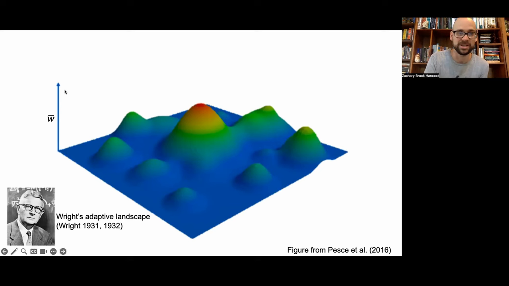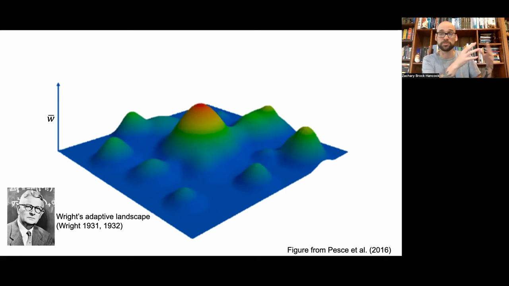The z-axis here is mean population fitness. And you can see in the center, there is one highest peak of fitness within this particular landscape. And I'm going to point out that down here on the bottom left, I'm going to include the individuals that first proposed the ideas as we're walking through them.